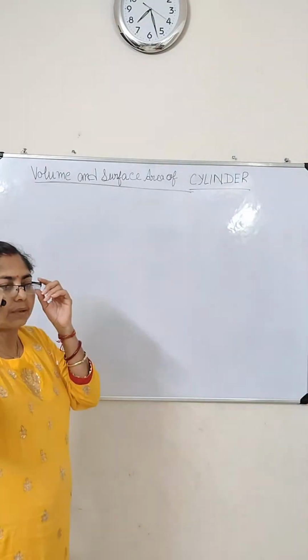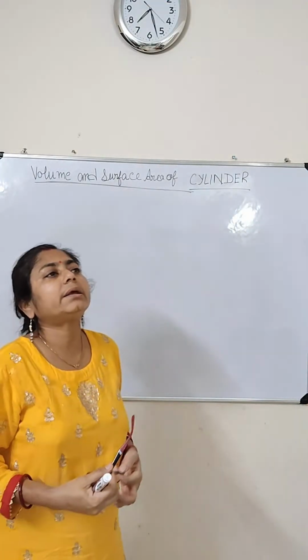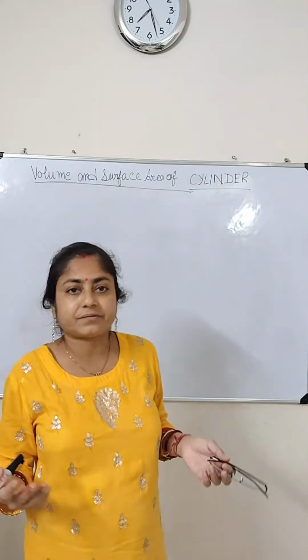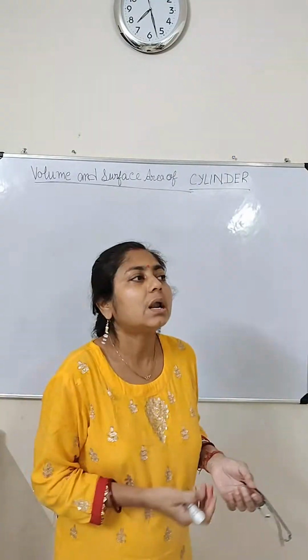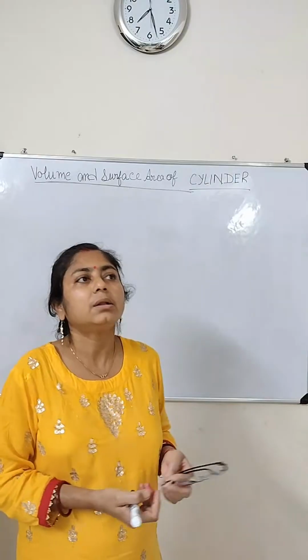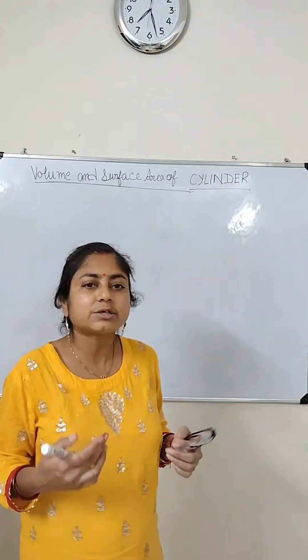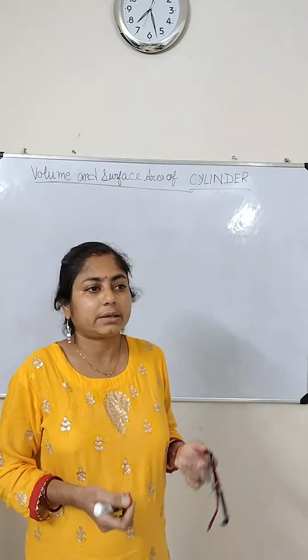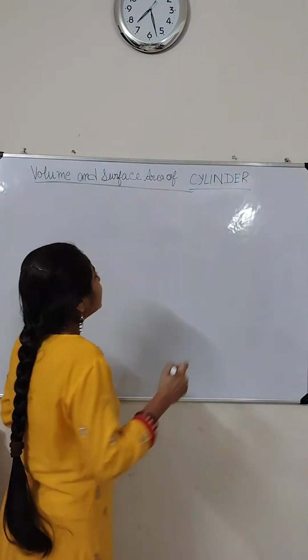In our surroundings there are lots of different shapes: square, rectangle, pyramid, circle, sphere, and everything. Today our topic is the cylindrical shape.